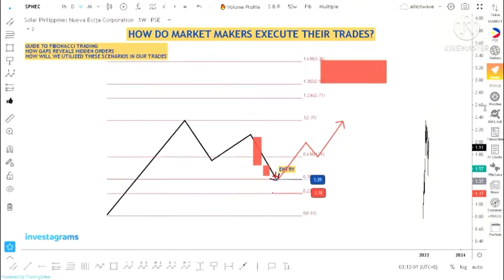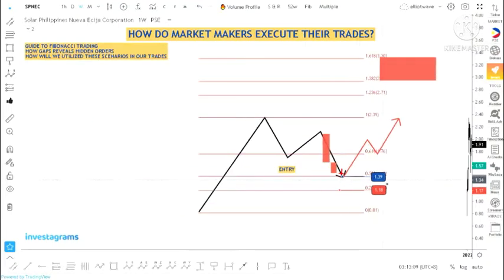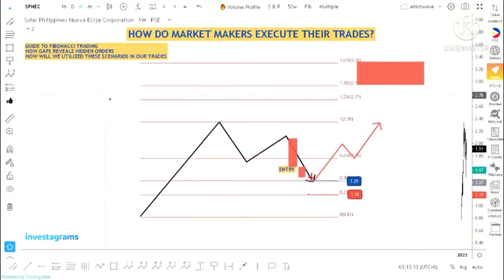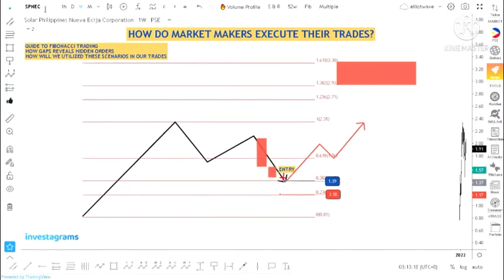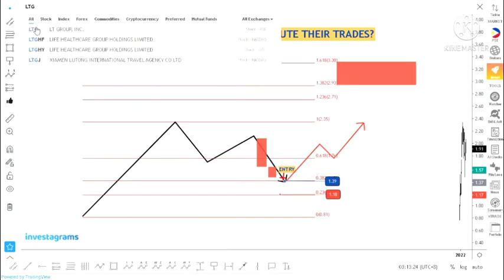So that's a rewarding trade with a very tight stop loss. So next question is, how do gaps reveal hidden orders? Let me tackle it with LTG. I have made analysis about this.